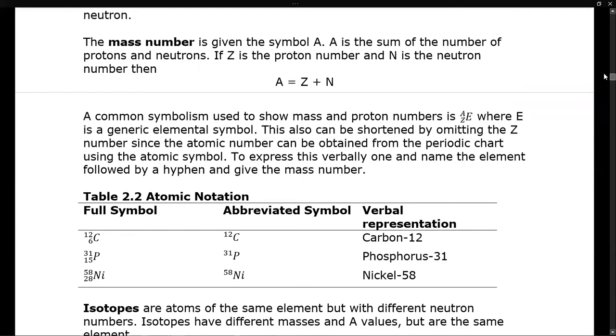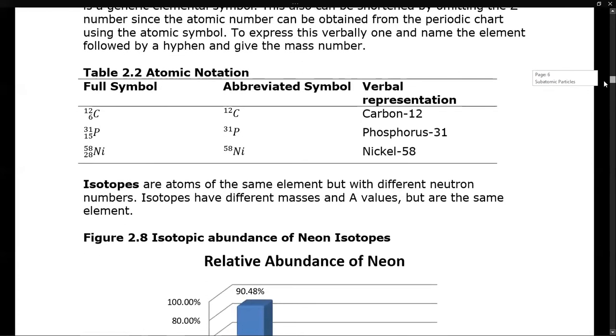The common symbolism is we'll write, for some generic element E, A over Z next to the atomic symbol on the left to indicate which element it is and which isotope we're talking about. There's some different ways to indicate each isotope. In this table, there's our carbon-12 isotope. It can be abbreviated with just the 12 because we can look on the periodic chart and get that 6. And so that can be left to be understood.